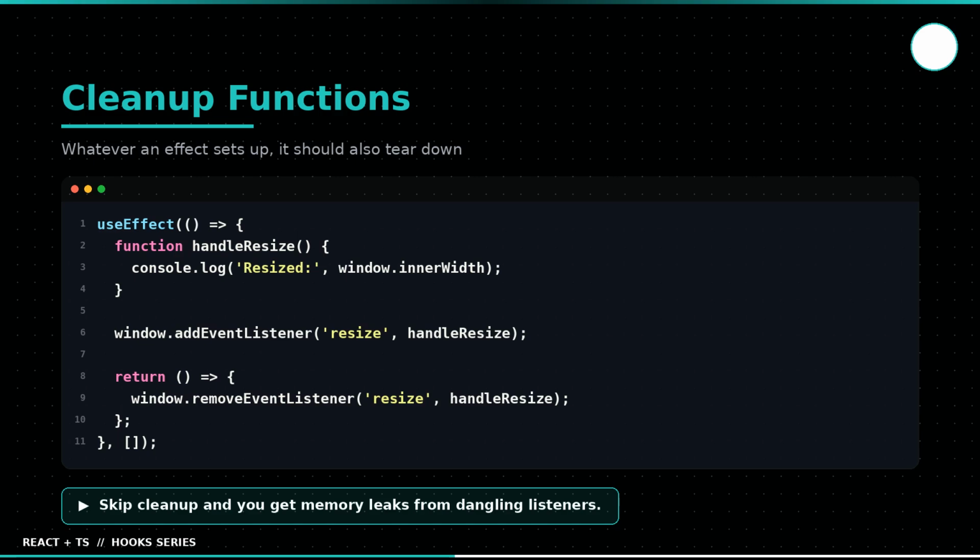4. Cleanup functions. Any effect that sets something up, a subscription, a timer, an event listener, usually needs to tear that thing down. That's what the function you return from useEffect is for.